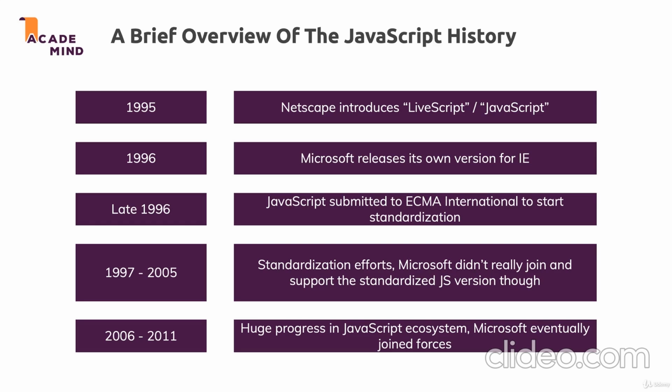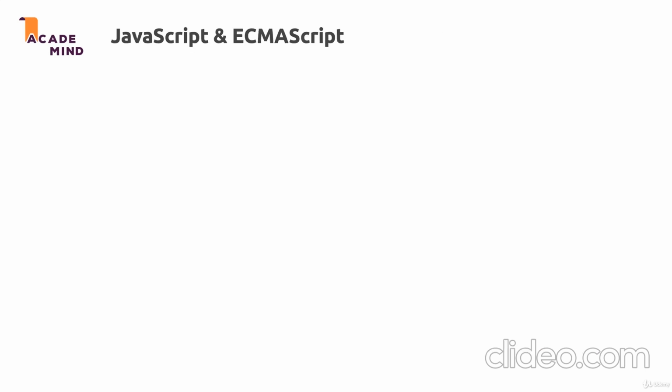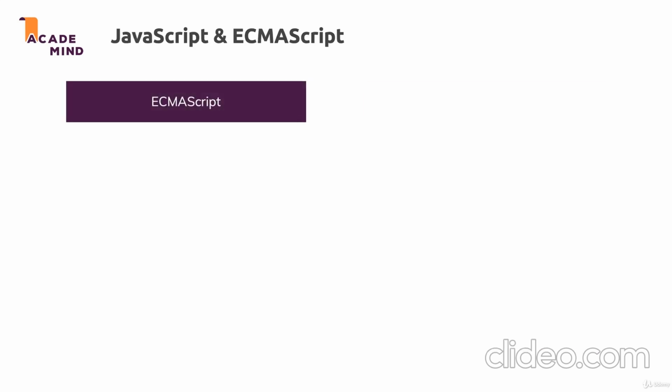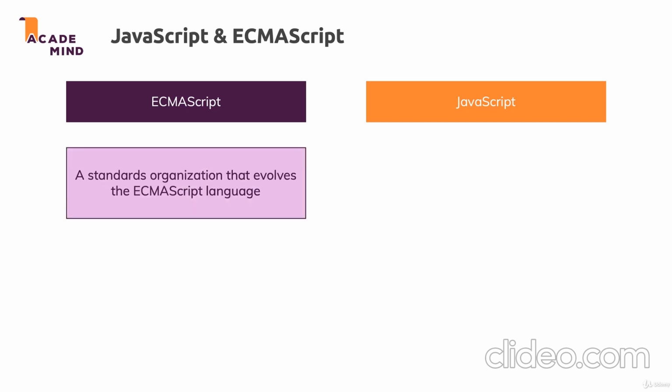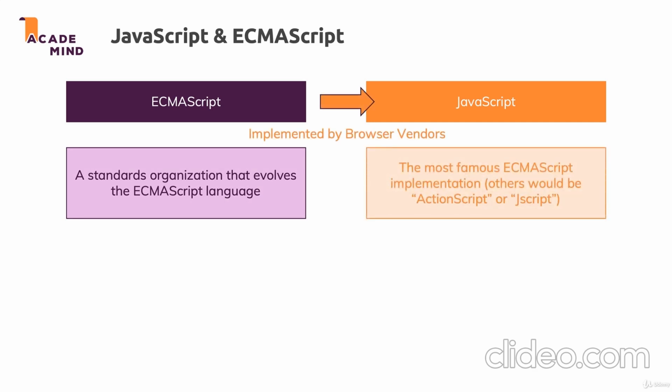Now, this organization in the end manages a language called ECMAScript. But ECMAScript and JavaScript actually have a strong relation. ECMAScript is the actual language which is evolved by the ECMA international organization. But ECMAScript is then implemented as JavaScript by browser vendors, so by the companies working on the browsers. So it is the most famous ECMAScript implementation. JavaScript is that most famous ECMAScript implementation. Others would be ActionScript or JScript, and you don't really need to know those.